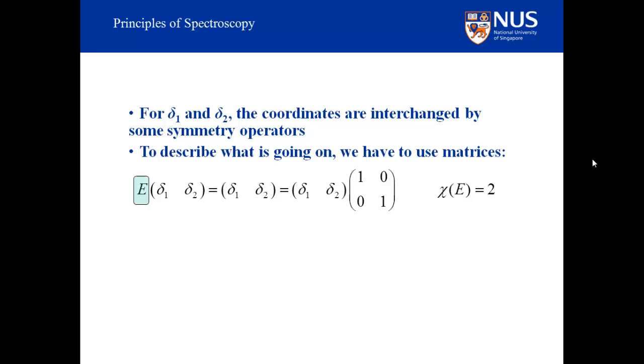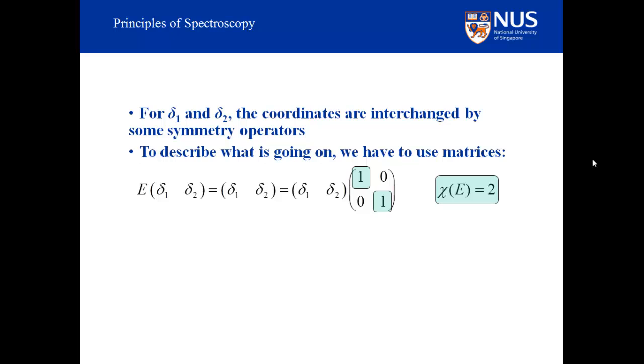We can operate on the vector of coordinates delta 1 and delta 2 with each of the symmetry operations. For instance, the identity leaves the vector delta 1 delta 2 unchanged. This can be written as the product of the vector delta 1 delta 2 with a 2 by 2 matrix, a transformation matrix. The character of the representation under the identity operator is thus the sum of the diagonal elements of this matrix. So 1 plus 1 is equal to 2. Thus the character is equal to 2.